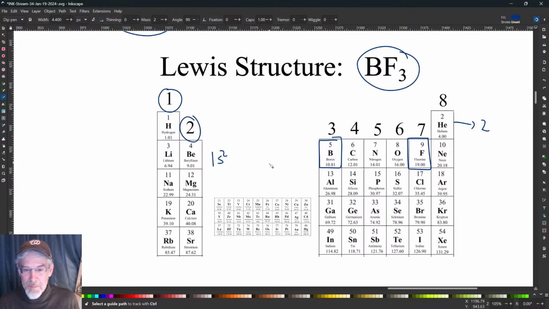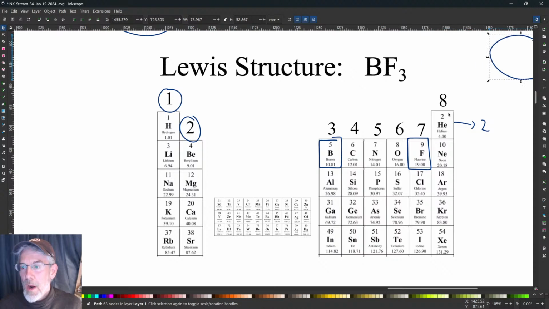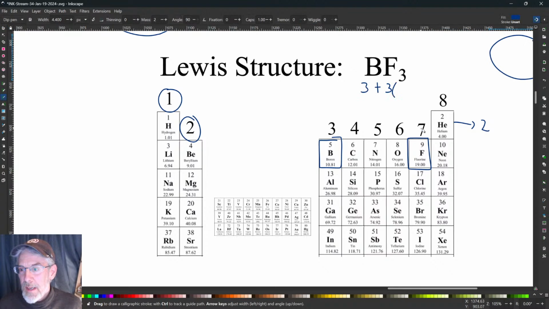Hey, Kyle, good to hear you passed your exam. So let's do boron trifluoride. First thing you do with Lewis structures, add up the valence electrons. So for boron, we have 3, and we have 3 fluorines. Each one is 7. So we get 21 plus 3 is 24 total valence electrons.